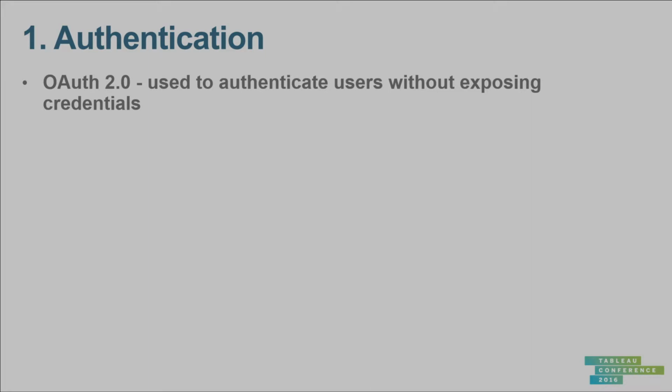All right, so the first step was authentication. And this OAuth 2 is essentially used to authenticate users without exposing their credentials. So you don't have to hard code any passwords or anything into your information. And this would let other people log in and see their data.